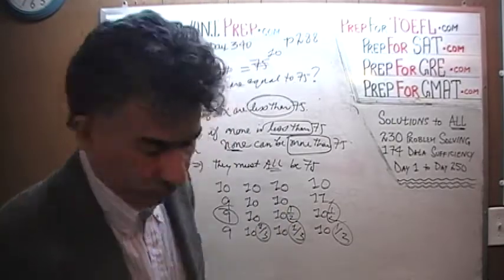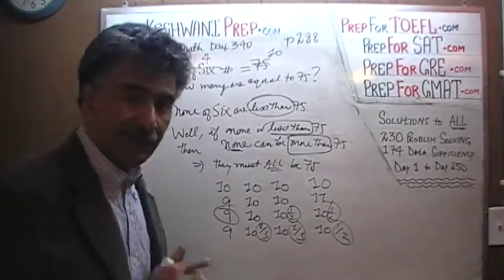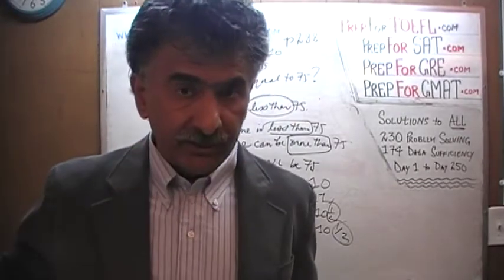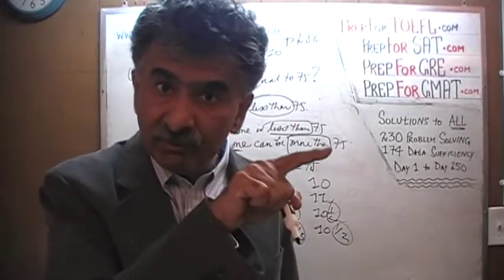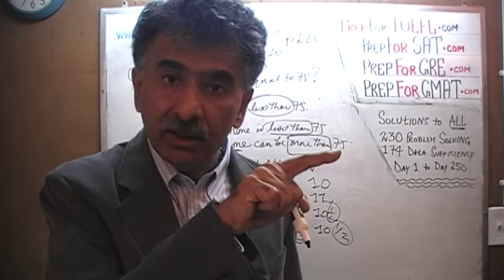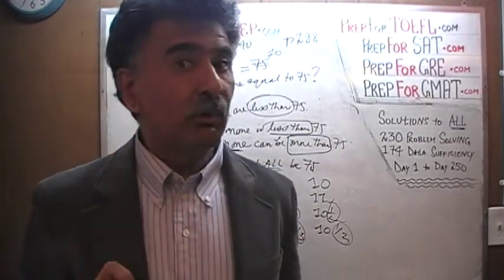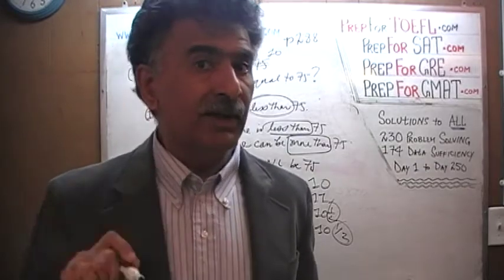Why not? Of course. For example, you may have a group of 10 numbers whose average is 10, and out of those 10 numbers, one of them happens to be 9. If one of them happens to be 9, then it is quite possible that all the others are 10.1. Actually, 10.1 won't do it. 10.1 will only add up to 0.9.